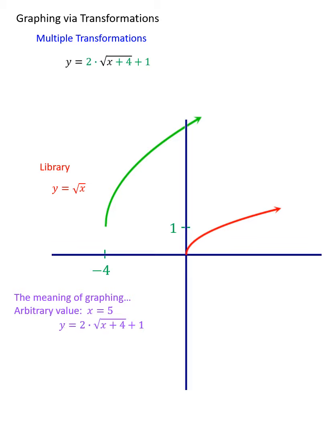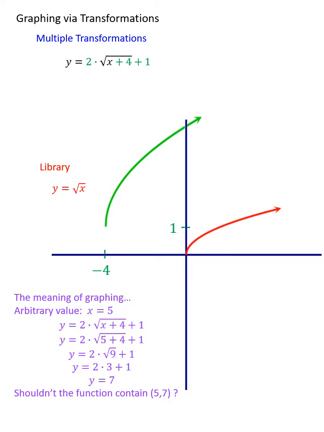Here's the function we just graphed. You see it in green above. I'm plugging in 5 for x. I'm doing the algebra, which I won't talk you through, but we do end up getting a value of 7. Okay, so we plugged in an arbitrary 5 and got 7. Shouldn't my function then contain 5, 7?